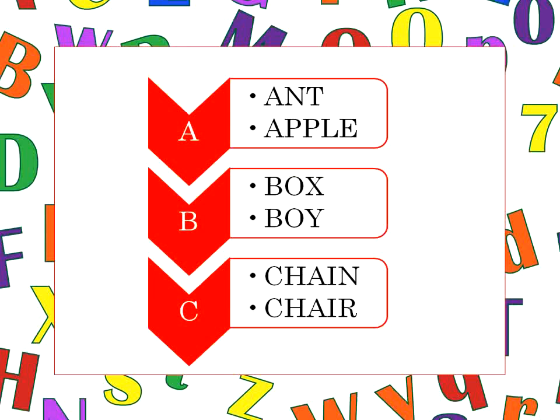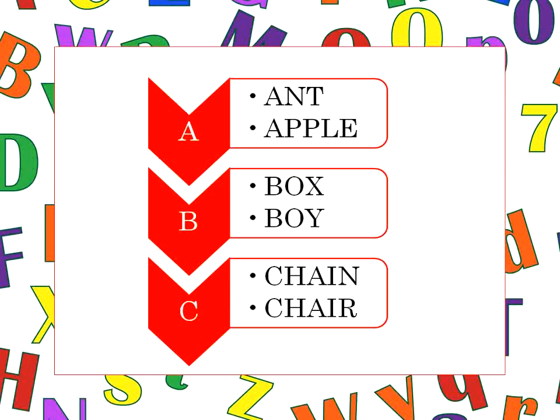With A, we can see there are 2 words, ant and apple. The first letter of both these words is A, so that is common to both. The next letter for ant is N and apple is P. And if we know our alphabet, we know that N will come before P. L, M, N, O, P? Yes, that is how we know that these words are arranged in the alphabetical order.